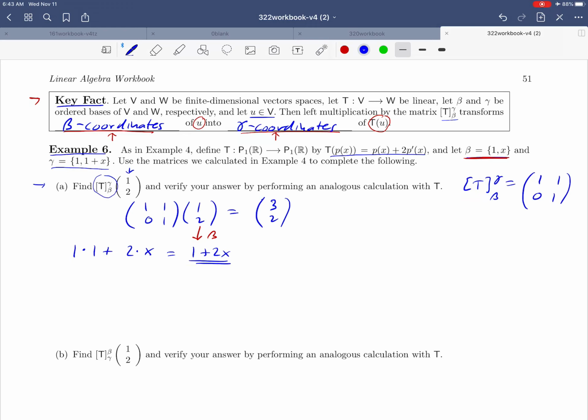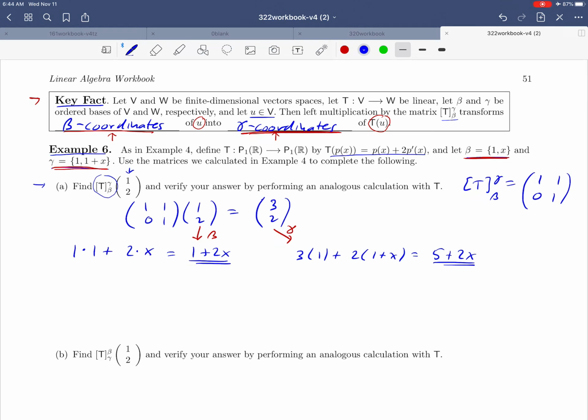Good. Similarly, what comes out on the other side, according to this key fact, should be gamma coordinates. So the 3, 2, we're going to interpret as coordinates on the basis gamma, which looks like this: 1 and 1 plus x. So we put 3 in front of the 1 and 2 in front of the 1 plus x. You can do that calculation, distribute it out, combine like terms, and you're going to get 5 plus 2x.